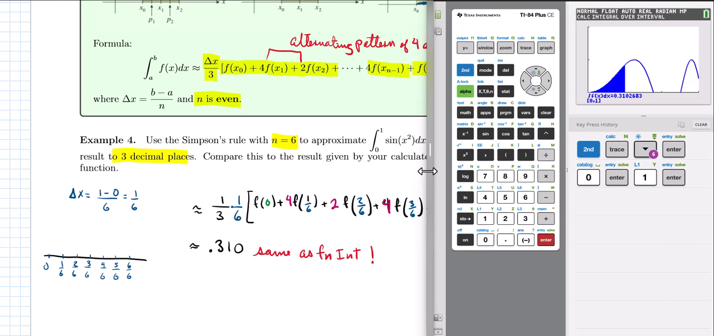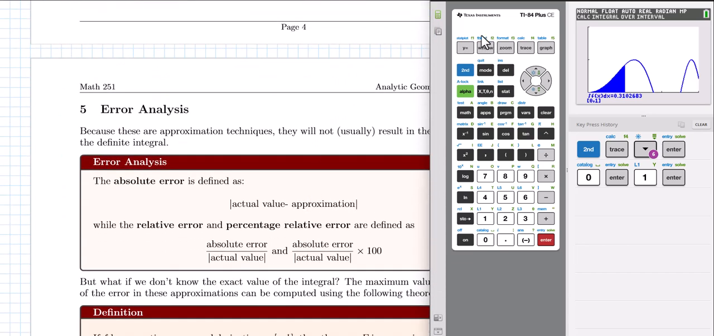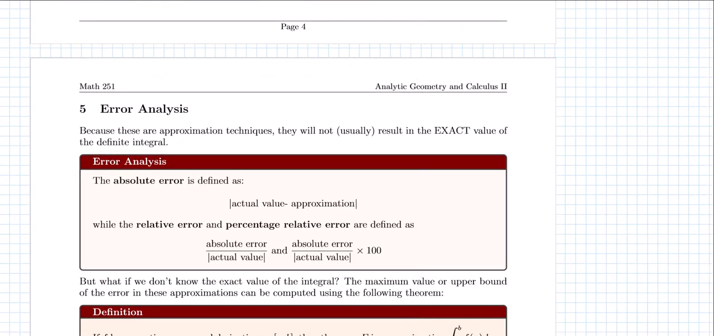Now, there is one more topic that I do want to cover in this section, and this next topic is error analysis. All the techniques that we've been covering, after all, were approximation techniques, so they will not usually result in the exact value for a definite integral. So, the way that you can calculate the absolute error is the following. The absolute error is the absolute value of the actual value minus the approximation.